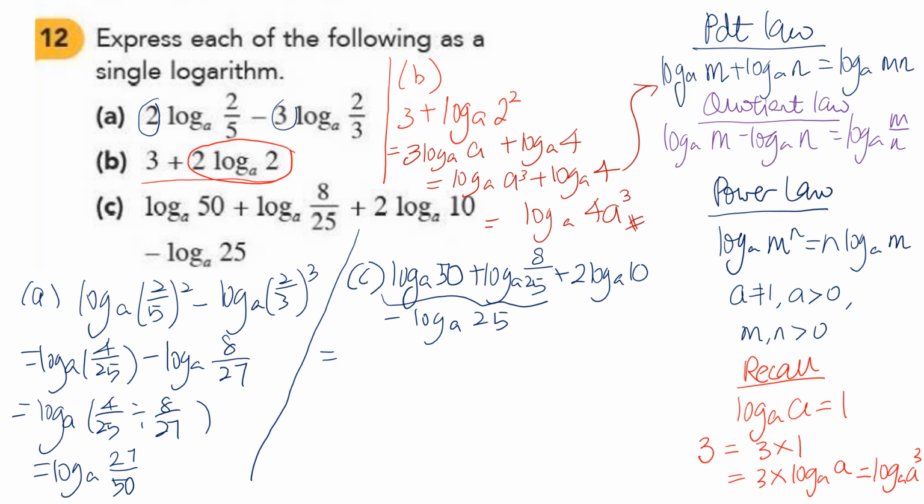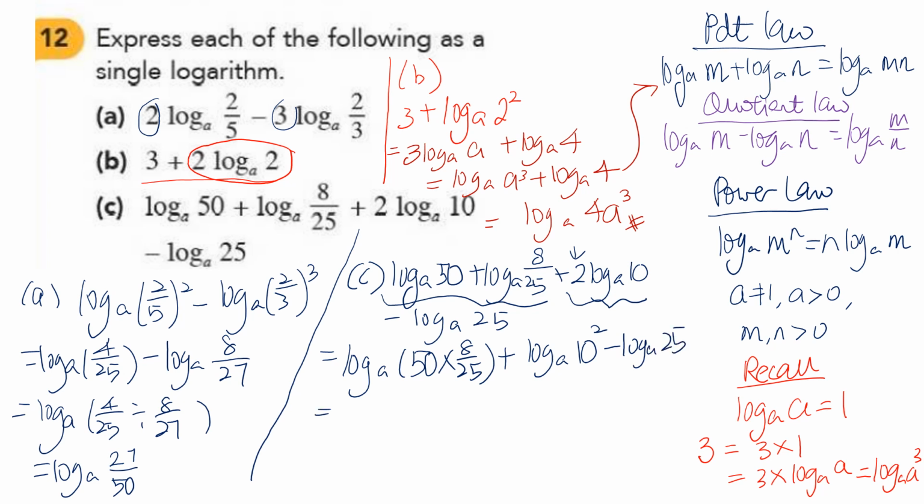The first 2 terms, easily just use the product law. So you see, this is what I mean by the more difficult it is, the easier to manage it. So that will be just 50 times 8 over 25. And then this one here, you can just easily use the power law. You see that's a number 2 in front of a log. Just bring it up, so that will give us 10 squared. Okay, simplify this guy here. So 50 times 8 over 25 will give you 16. 10 squared will be 100.